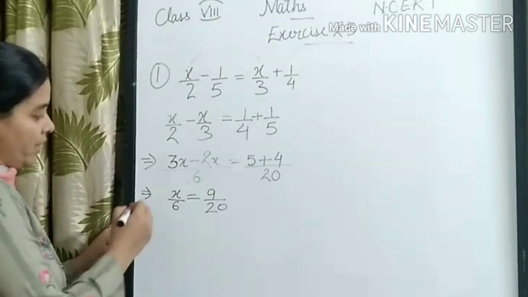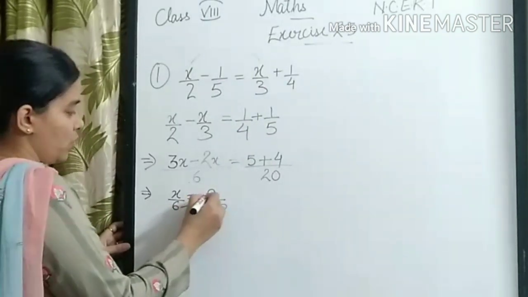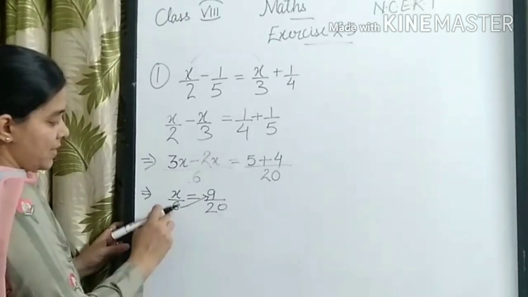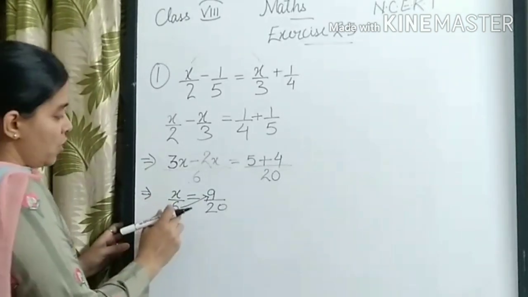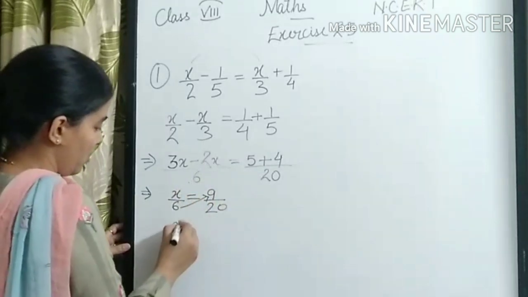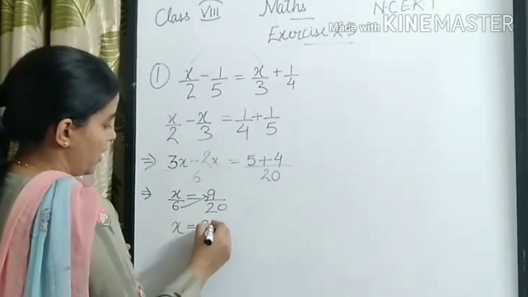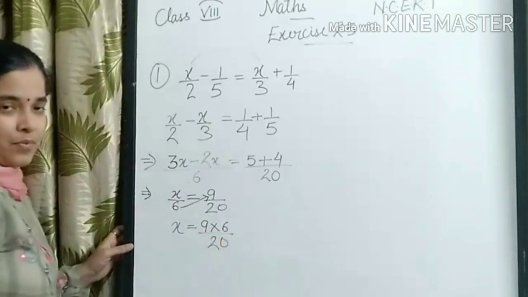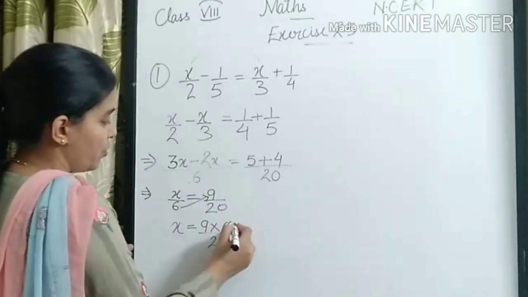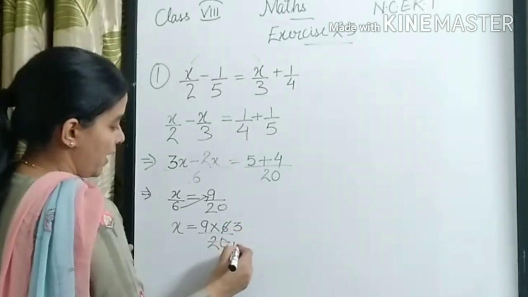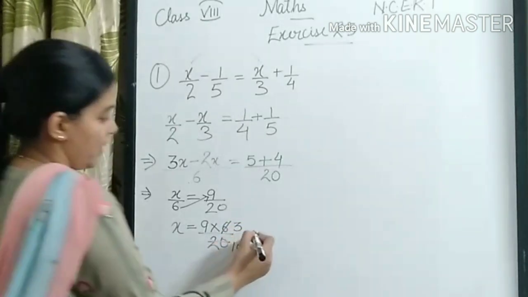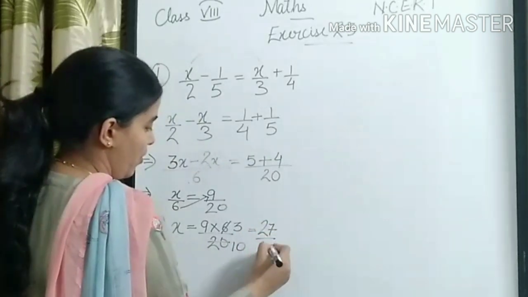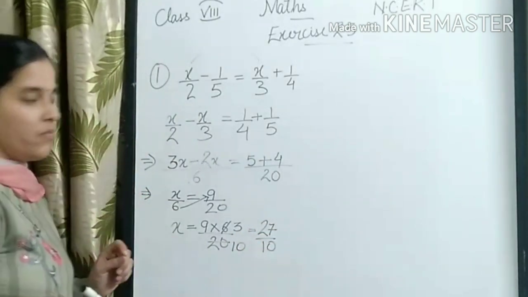Now to find out the value of x, this 6 will go there in multiplication. Why in multiplication? Because x is here in division, so it will go in multiplication there. So x is equal to 9 multiply 6 divided by 20. If you cancel it out with the help of 2, 3 and 10, the answer will be 27 upon 10. So this way we have to do.